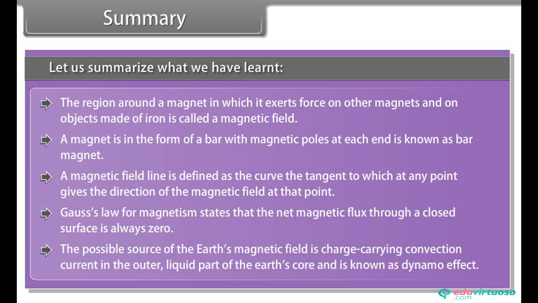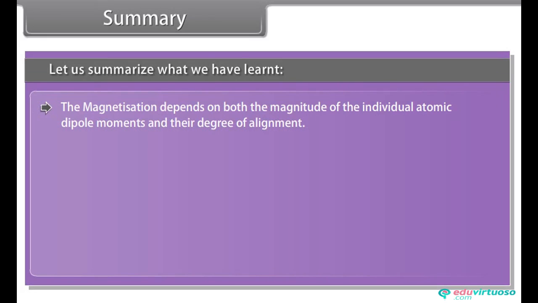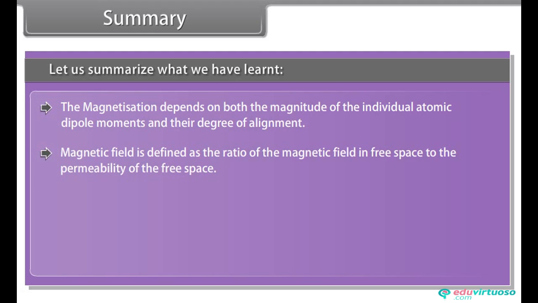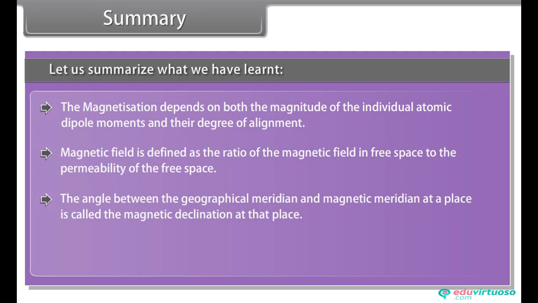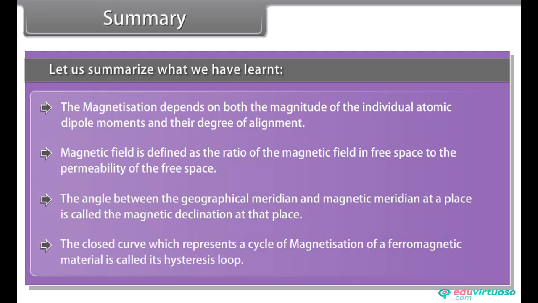The possible source of the Earth's magnetic field is charge-carrying convection current in the outer, liquid part of the Earth's core and is known as dynamo effect. The magnetization depends on both the magnitude of the individual atomic dipole moments and their degree of alignment. Magnetic field is defined as the ratio of the magnetic field in free space to the permeability of free space. The angle between the geographical meridian and magnetic meridian at a place is called the magnetic declination at that place. The closed curve, which represents a cycle of magnetization of a ferromagnetic material, is called its hysteresis loop.